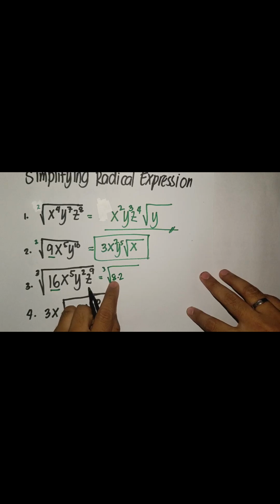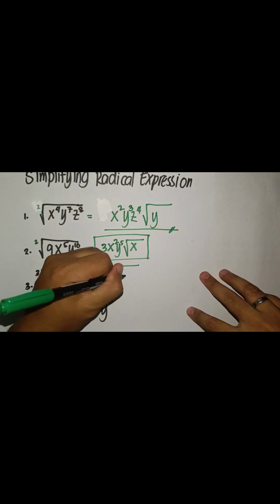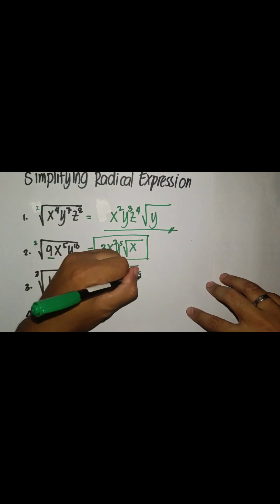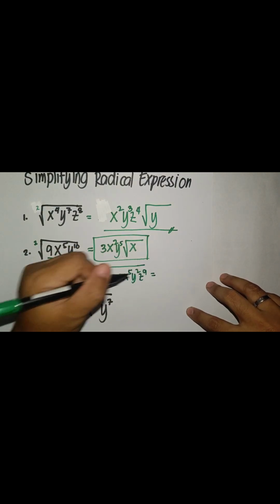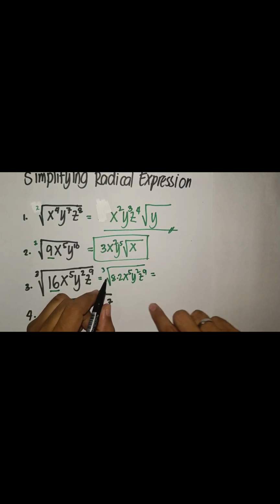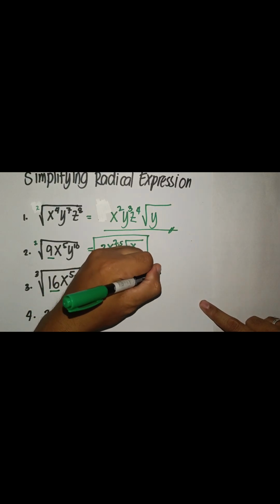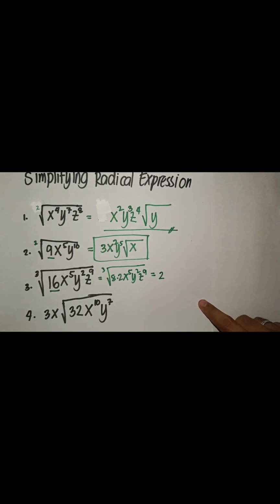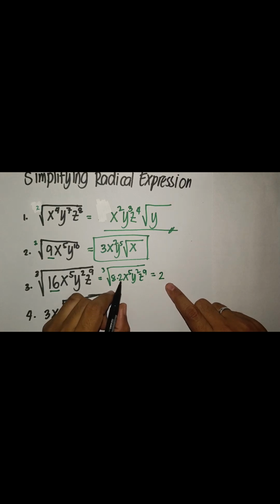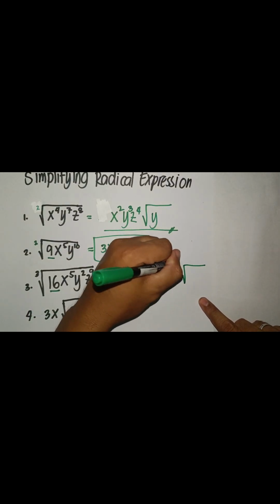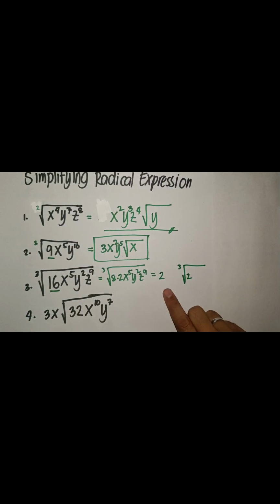8 is a perfect cube. Then copy first the given x to the exponent of 5, y squared, z to the exponent of 9, equals. Then cube root of 8 is 2, so you are going to write it outside the radical symbol. And then 2 will remain inside the radical symbol because 2 is not a perfect cube. So we write cube root of 2.